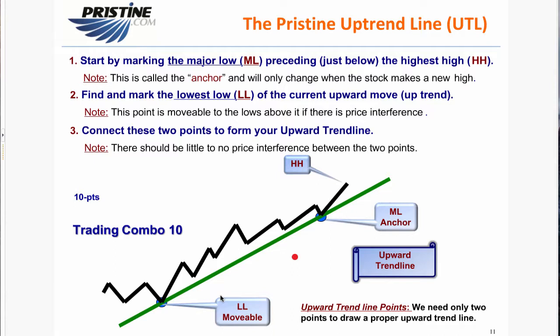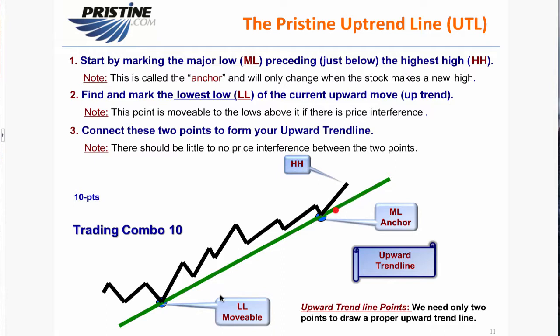So you start by marking the major low, which is preceding or just below the highest high. Okay, so this is your major low right here in this example. You then find and mark the lowest low of the current upward move. Okay, and then you simply connect those 2 points and extend it out into the future.